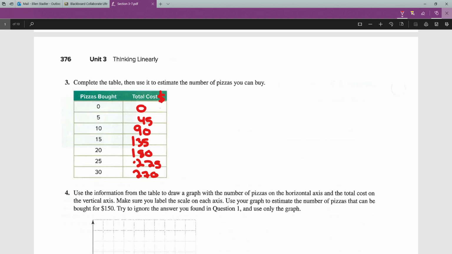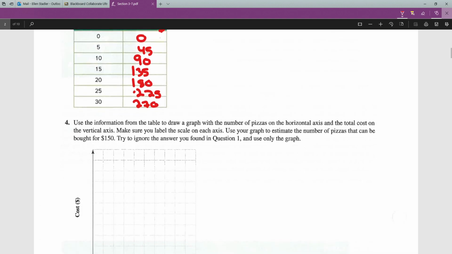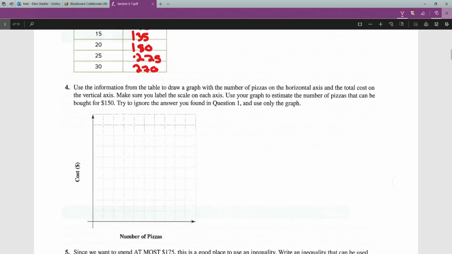So feel free to refer back to the lesson 3.6 TI-84 video and use your calculator to fill in the table. Number 4 then says, all right, let's graph this information that we just made the table of. So I need a scale. My number of pizzas I need from the table to go all the way up to 30. So if I start by 2s, that should work. So we'll go up by 2s here, and let's go up by 20s on the vertical axis, the y-axis.